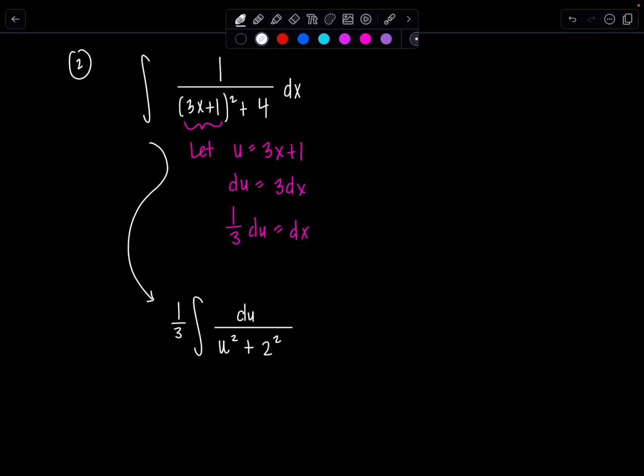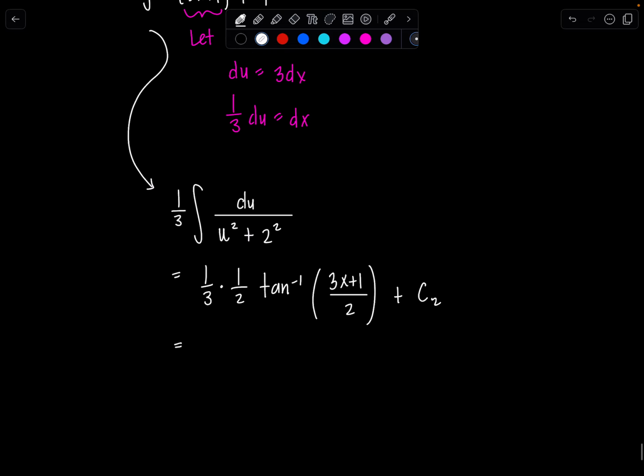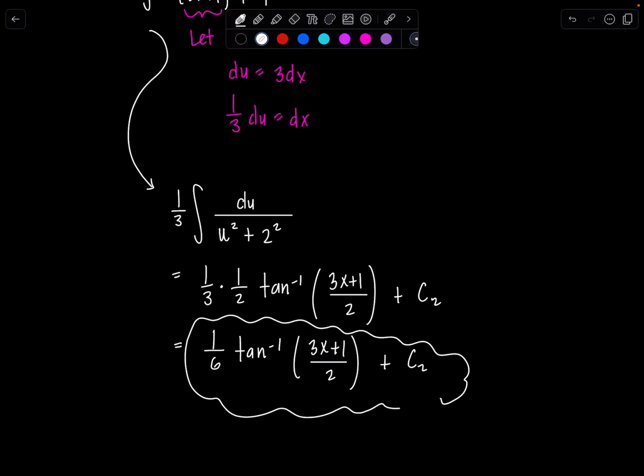And then you should recognize, this is going to be 1/3 times 1 over a, so 1 over 2, tan inverse of u over 2. Well, what was u? 3x plus 1 over 2, and I'm going to put plus C2. So simplifying, this is just 1/6 tan inverse of (3x plus 1) over 2 plus C2. I told you this one was less painful, right?